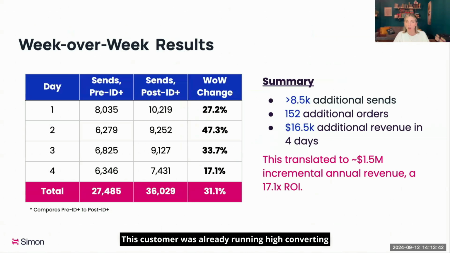This customer was already running high converting abandonment campaigns out of Simon, but they were missing a large portion of their potential audience, those seemingly anonymous visitors who were actually existing customers but were just not logged in while they were browsing. After turning on ID Plus, though, they were able to resolve significantly more identities from their web traffic, which allowed them to expand their abandonment sends by a large margin. In just the first 4 days of a 30-day pilot period, they captured a whopping $16,500 in additional abandonment revenue. This is all it took for this client to opt in post-pilot.